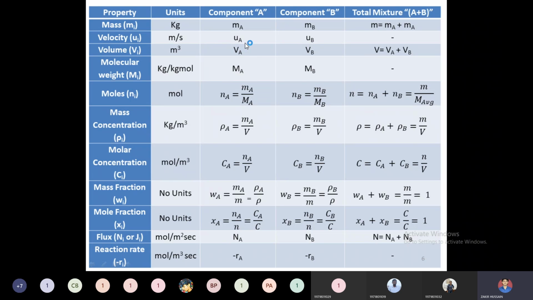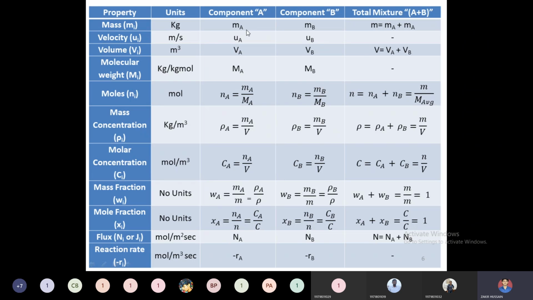Velocity is a vector, so UA and UB; we cannot add U equal to UA plus UB. We need to specify in which direction that particular velocity is, because it is a vector. Volume is indicated with a capital V for the individual components VA, VB. It is an additive property, V is equal to VA plus VB. Like that, we can derive all these mixture properties. This is called mixture properties.